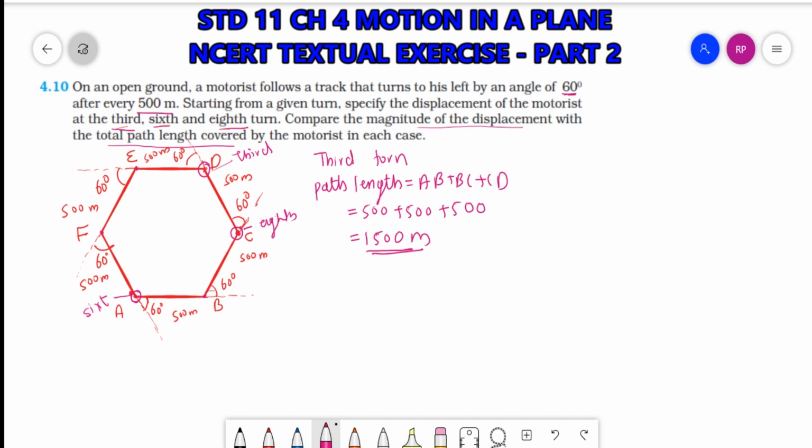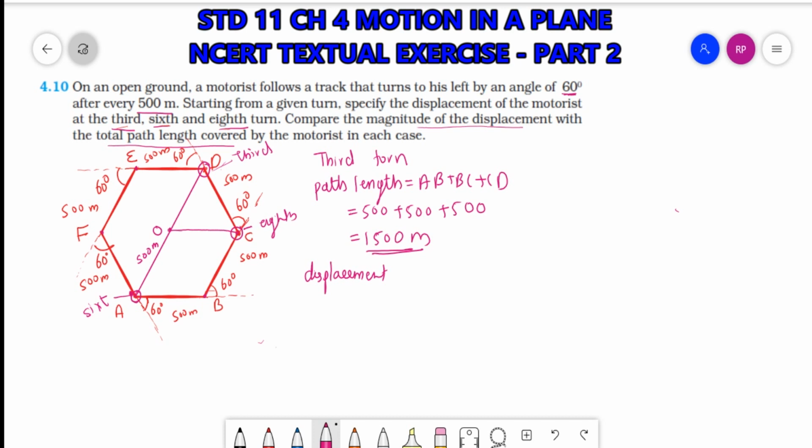Okay. Now for displacement, I need to find out, displacement means the shortest distance between the initial and final position. So I need to find out AD. Now if I draw a line this way, let's say C and O. Then see here, this is 500 meter, BC is 500 meter, that means AO will be 500 meter.